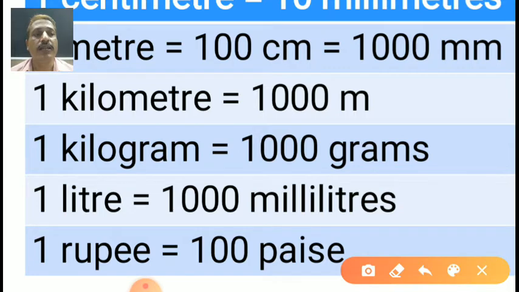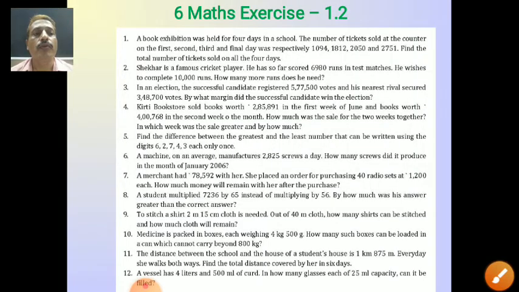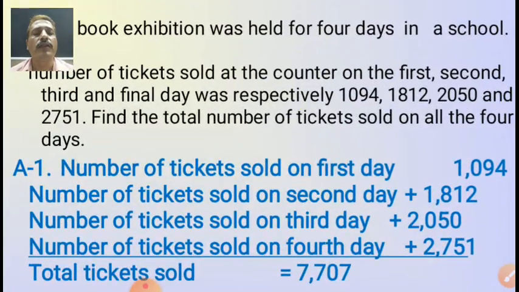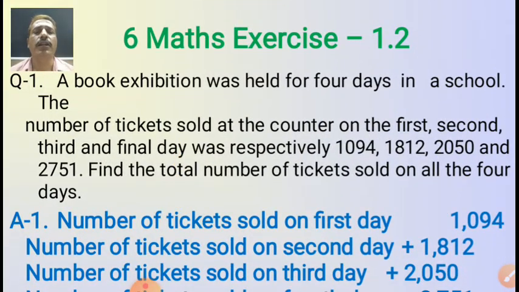Let's begin our today's exercise 1.2, question number 1. See student, read the question carefully. I have told you a number of times, read the question more than 2 times. A book exhibition was held for 4 days in a school. Do you know what is an exhibition? Yes, demonstration, showing and selling the books.